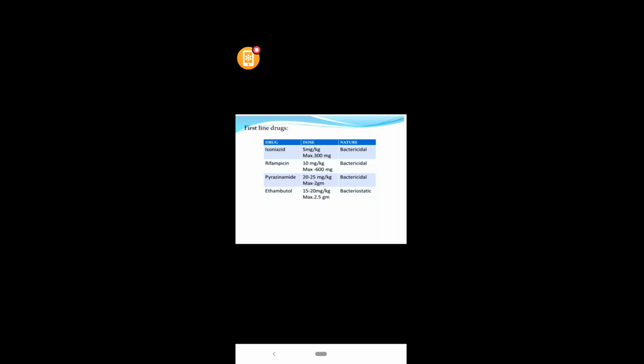So these are the first line drugs. Coming to the dosage, depending upon the kg body weight, isoniazid will be 5 mg, rifampicin will be 10 mg, pyrazinamide will be 20 mg, and ethambutol will be 15 mg. Among these, ethambutol is bacteriostatic. The remaining three are bactericidal.